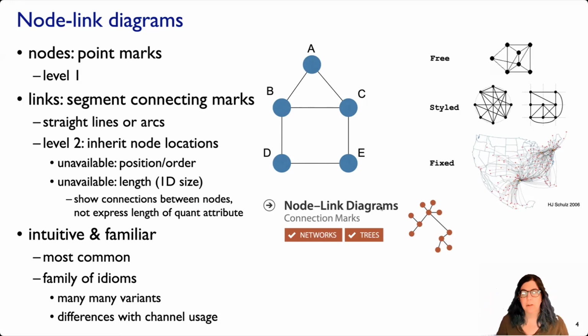So like I said, this is quite intuitive. It's familiar. There's a lot of variants of this. So when I say node link diagrams, that doesn't fully nail something down. I can't actually tell you everything there is to say about how the channels are used because there are so very many possibilities here. It could be networks, it could be trees, it could be used in conjunction with things like geographic maps. There's all kinds of things we could do here.